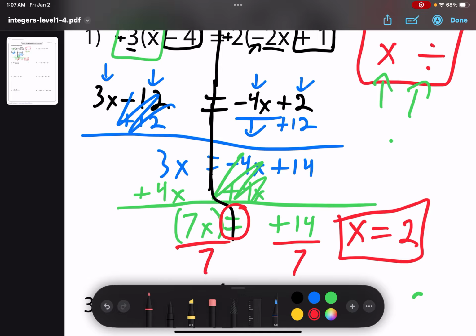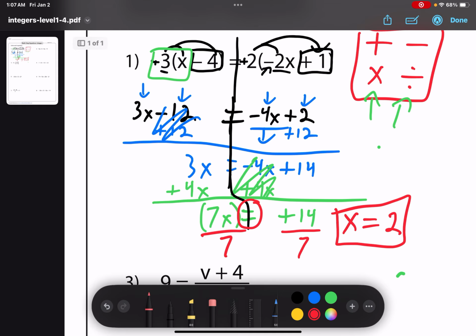If you ever wonder if you are correct or not, take this x value and plug it into this equation. So then you'll have 3 times 2, which is 6. 3 times a negative 4 is going to be 12. So 6 minus 12 is negative 6. Over here, 2, and then you have this negative 2 times 2, which is a negative 4. Then you have a 2, so negative 8. 2 times 2 is plus 2. So you're going to come out with negative 6 on this side and negative 6. So your answer is correct.